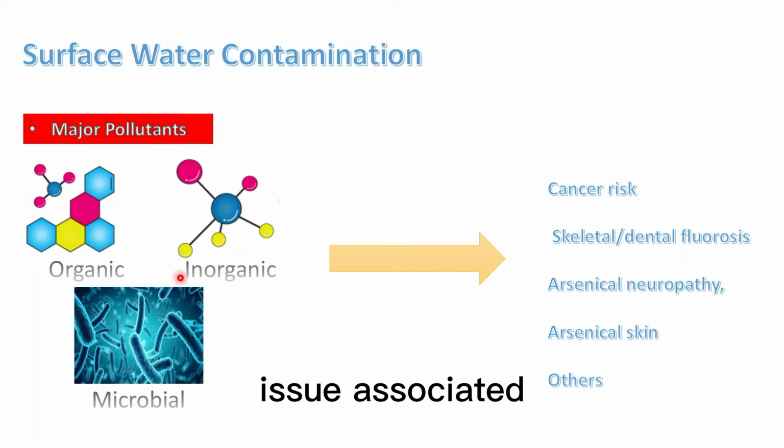The most challenging issue associated with surface water is the occurrence of organic, inorganic, and microbial pollutants. Exposure to these toxic contaminants can cause severe health issues, such as studies showing potential cancer risks with the presence of carcinogenic materials in drinking water. In some other studies, arsenic and skeletal issues in some areas have been found due to the presence of fluoride contaminated drinking water. So these contaminants must be removed from the surface water before it is drunk by humans.